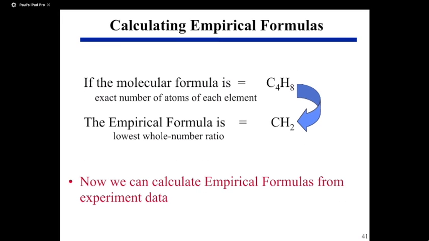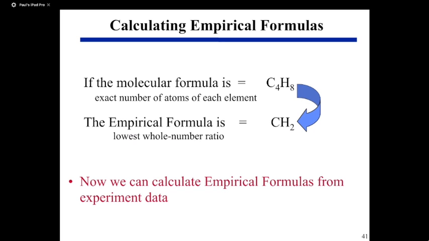Now the empirical formula, this is really easy in that the empirical formula is the smallest whole number ratio. So if I gave you a molecular formula that said C4H8, the empirical formula is reduce it. Divide each of those subscripts by 4, we've got CH2. Okay, that's an empirical formula.